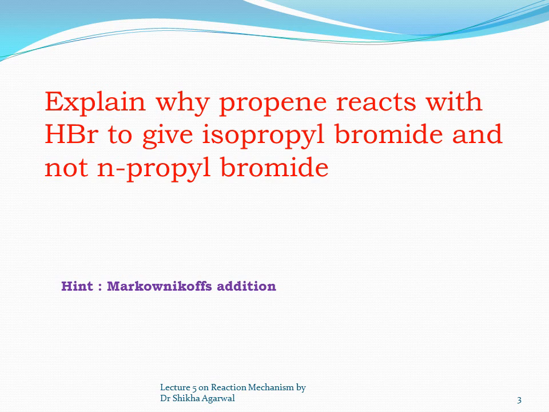So the reason for this is that propene undergoes Markovnikov's addition, wherein the bromine goes to the carbon having a lesser number of hydrogen atoms. That is why we get isopropyl bromide.